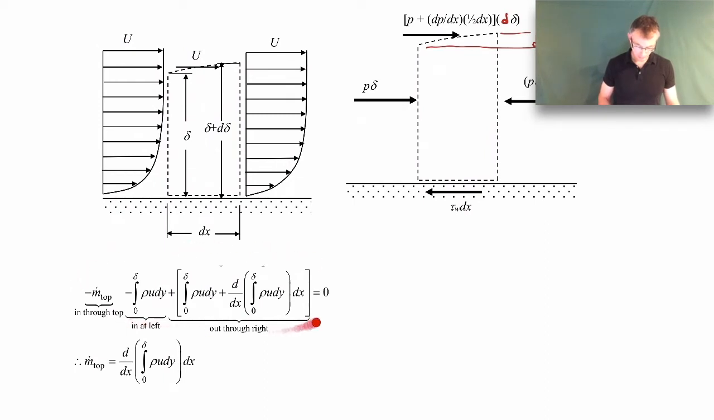So here's the conservation of mass statement. Here's the mass flow rate in through the top. Right here, we'll just call it m dot top, and it's negative because it's coming into the control volume. Here's the mass flow rate coming in at the left. That's just along this surface.